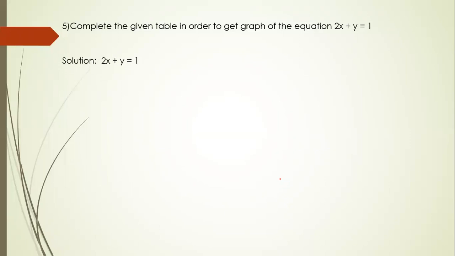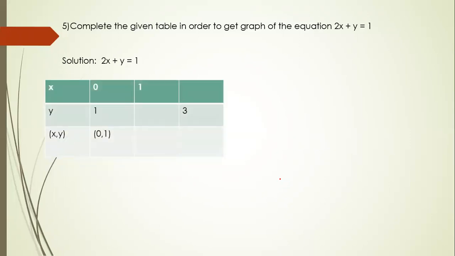Complete the given table in order to get graph of the equation 2x plus y equal to 1. So if you will see in the answer, they have given us one table, right? And we have to complete this table. So here you can see 4 boxes that are empty and we need to fill these boxes. Okay. So the equation given to us is 2x plus y equal to 1. So here it is given x, y, x comma y, and the value of x. If the value of x is 0, the value of y is 1.